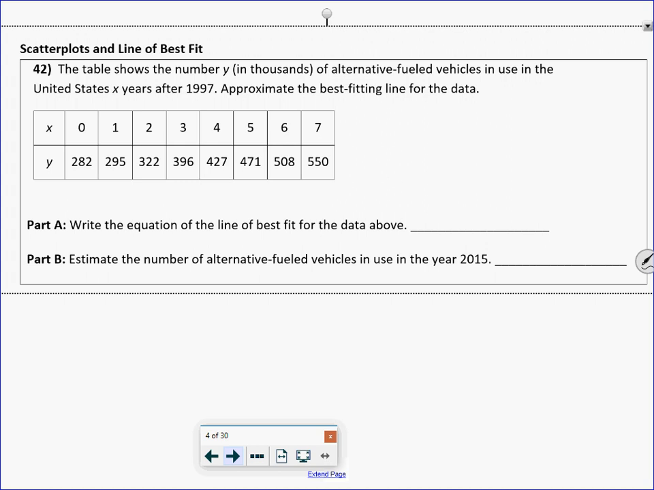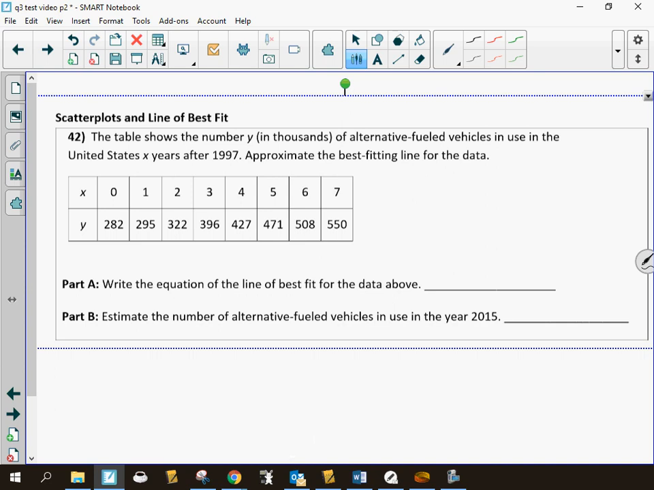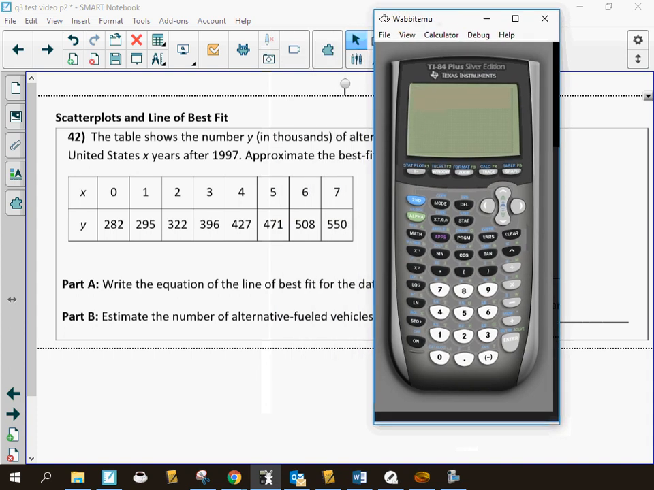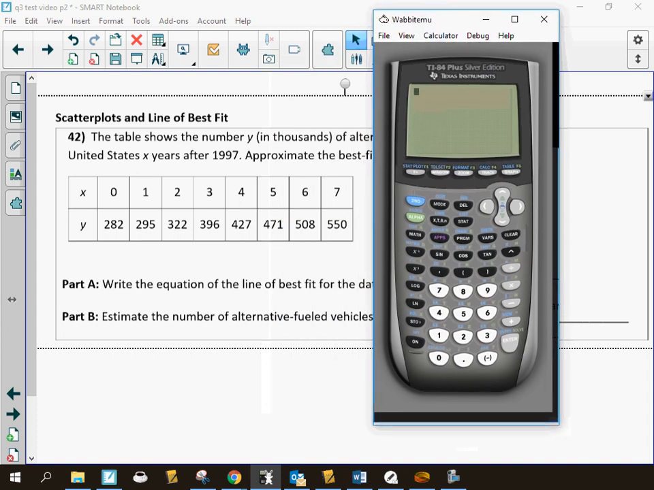All right, scatter plots and line of best fit. Write the line of best fit for the data. So in order to do the line of best fit, I'm going to have to put the data into the calculator. There it is. So in order to put the data into the calculator, you're going to hit the Stat button, and you're going to choose Edit. And then we put the data in.